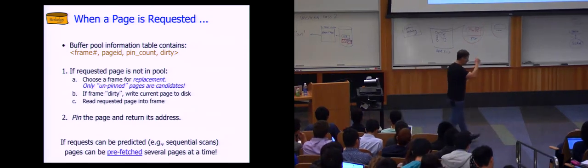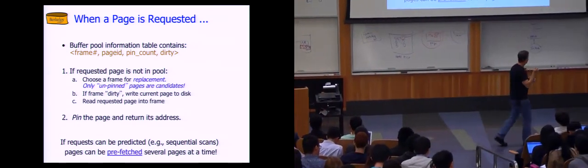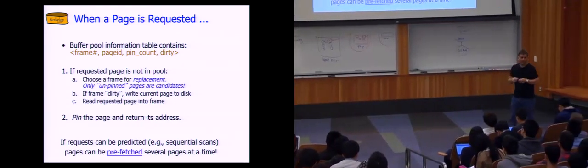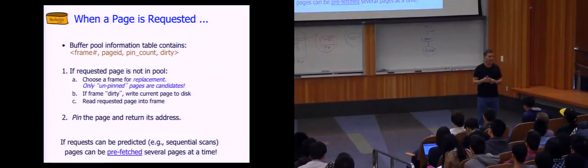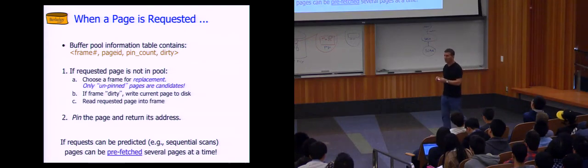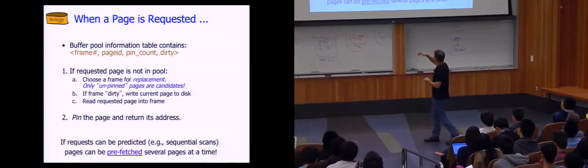If you request a page, you being a higher level of the system, and that page is not currently in the buffer pool, we have to find a frame to put it in. Maybe if we're lucky, some frames are empty, but in steady state, they won't be. Okay, so we're going to have to pick a frame that we want to replace. Right, so maybe it's frame number 5.